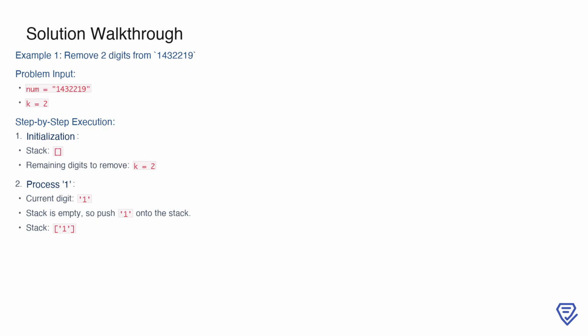To solve the problem of removing 2 digits from the number 1432219, we start by initializing an empty stack and setting the remaining digits to remove, k, to 2. The first digit encountered is 1. Since the stack is empty, there are no comparisons to make, and we simply push 1 onto the stack. At this point, the stack contains just 1, and k remains 2.